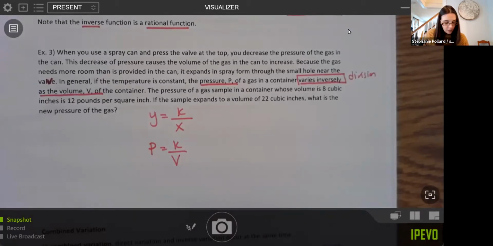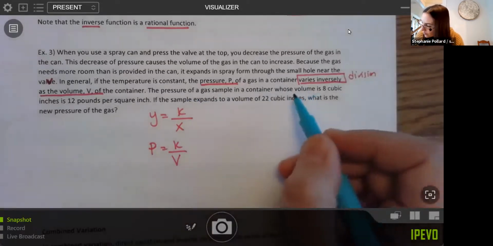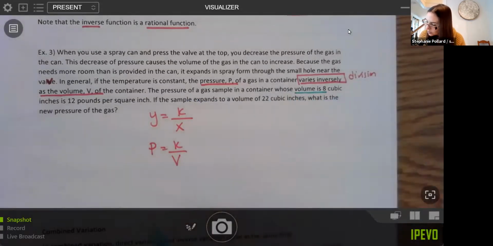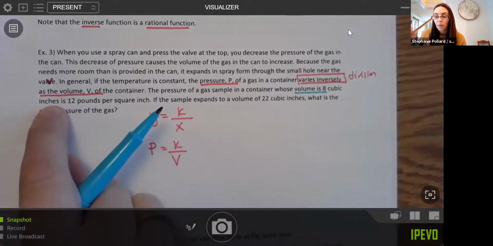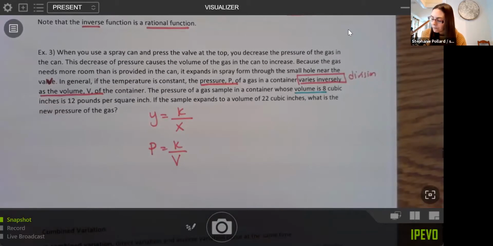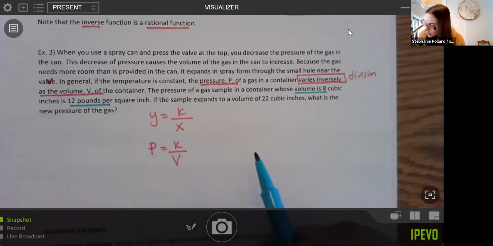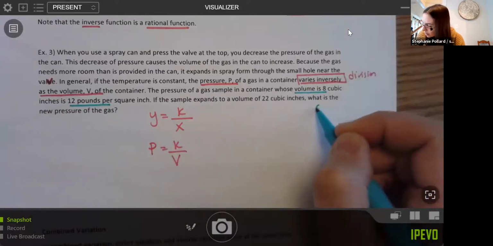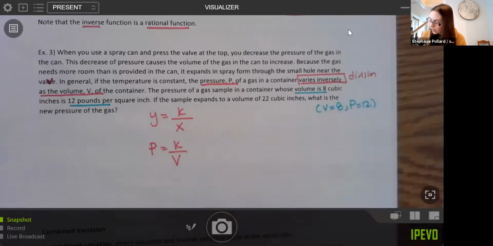All right, so let's see what we know. We know that the pressure of a gas sample in a container whose volume is 8 cubic inches. Now, cubic inches here is just a unit for volume. Volume is always in cubic units, just like area is always in square units, is 12 pounds per square inch. So that's one pair of data. When the volume is 8, the pressure is 12 pounds per square inch.